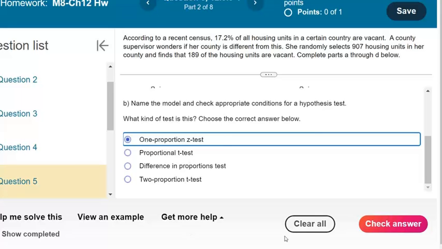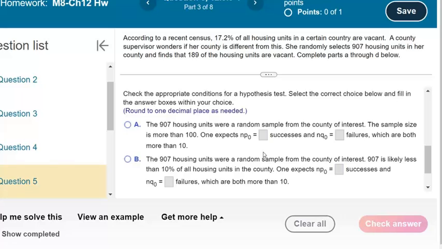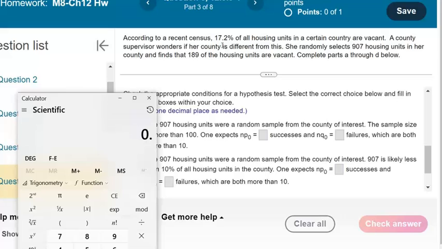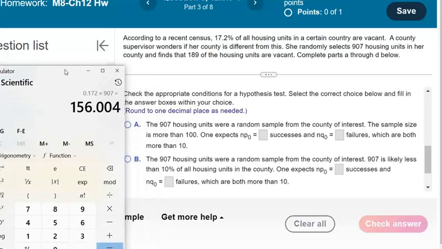And those conditions, I don't know if they're going to ask us in this question, but oh yeah, it is right here. The success failure condition. We're supposed to do n times p sub 0 and n times q sub 0. So n times p sub 0 just means you take the hypothesized proportion and multiply that to your sample size of 907. And if that's greater than 10, then we're all set. That condition needs to be met if we're going to use the z distribution, the normal distribution. If that condition isn't met, then the probabilities we get from that table aren't going to really reflect reality.